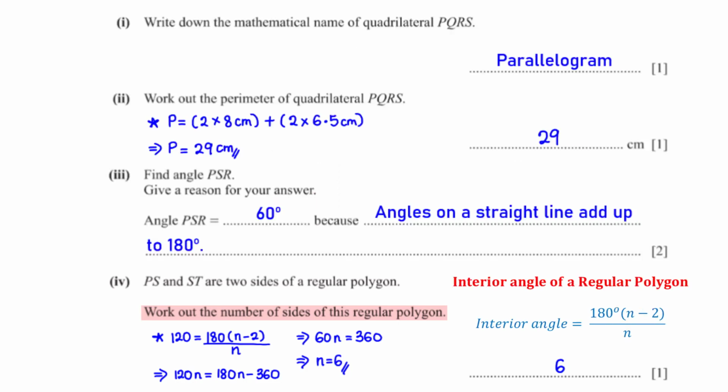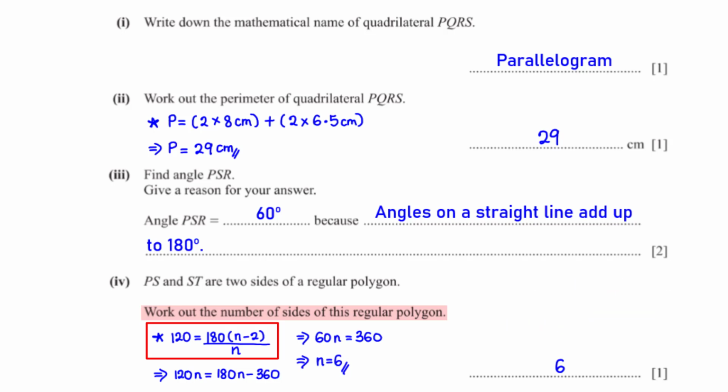Here is the formula for the size of an interior angle of a regular polygon. The interior angle in this case is 120, and we want to find the number of sides n of the polygon. When we multiply both sides by n, this is what we have. When we group like terms, we have 60n equals 360. When we divide both sides by 60, we have n equals 6.